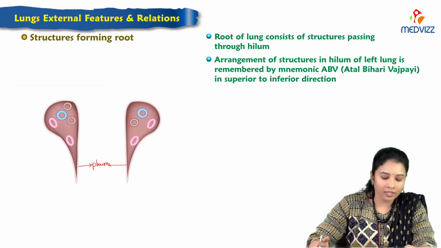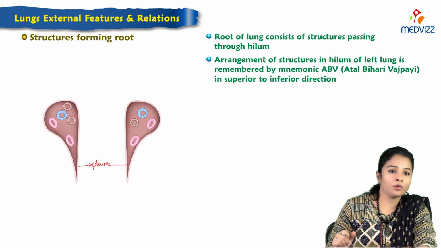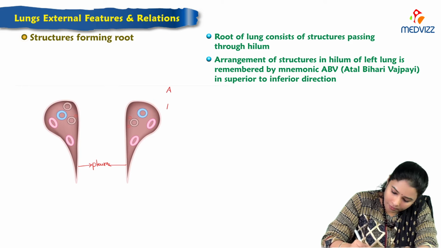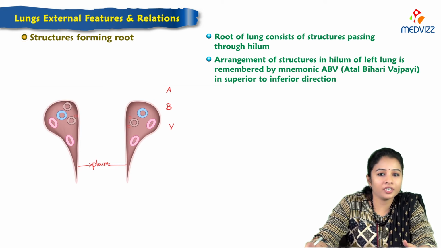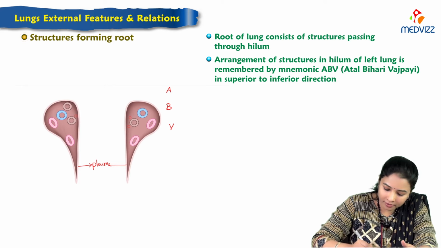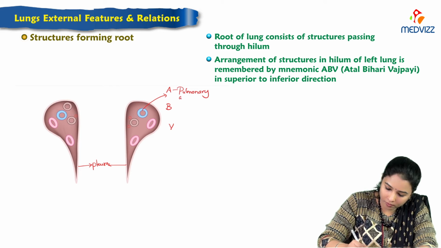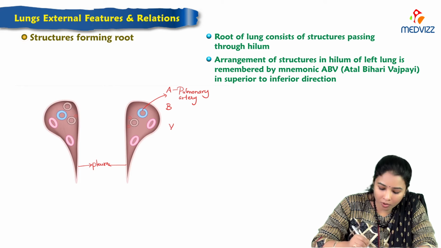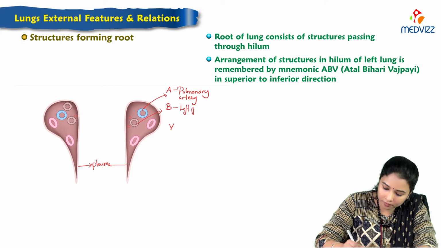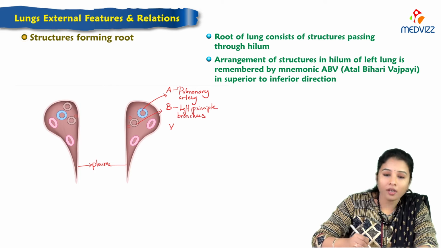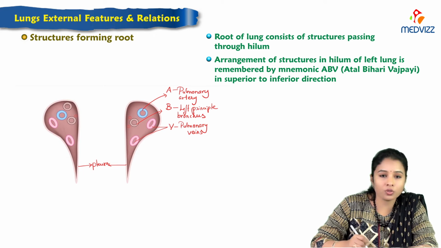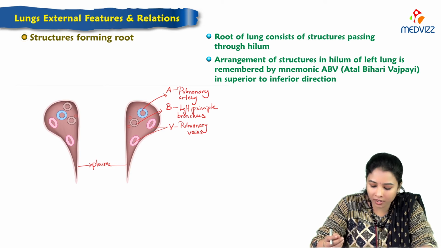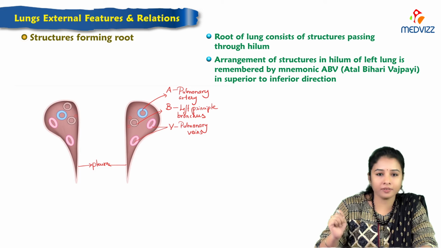The arrangement of structures in the hilum of the left lung, you can remember by the mnemonic A, B, V, in superior to inferior direction. A stands for artery, that is the pulmonary artery. B stands for principal bronchus, the left principal bronchus. And V stands for pulmonary veins. In this image, the veins are shown in pinkish color and the artery in blue, because the pulmonary artery carries deoxygenated blood and the pulmonary veins carry oxygenated blood. So this is how they are present.